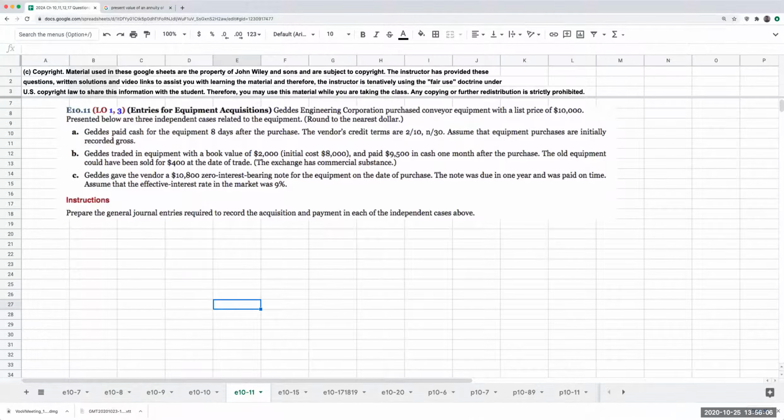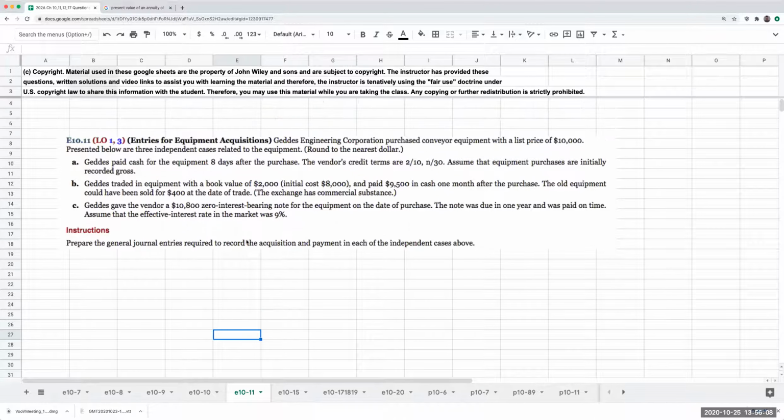Hello, everybody, and welcome to exercise 10-11. These are entries for equipment acquisitions.